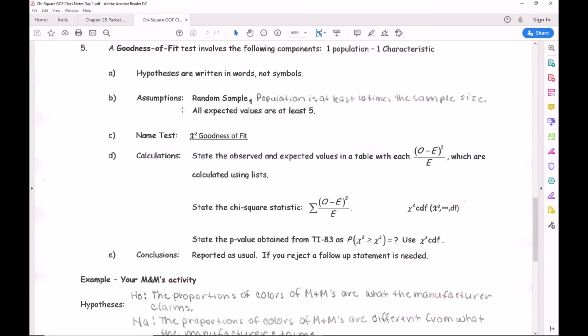Now for assumptions, they've been updated over the summer. So we're looking for randomness. We have to add in the 10% rule. Population is at least 10 times the sample size. So pause if you need to jot that down. And all of our expected counts have to be at least 5. Now if you make a mistake and put 10 there, fine. Anything that's 5 or more will also be 10 or more. So you're going to be great there.